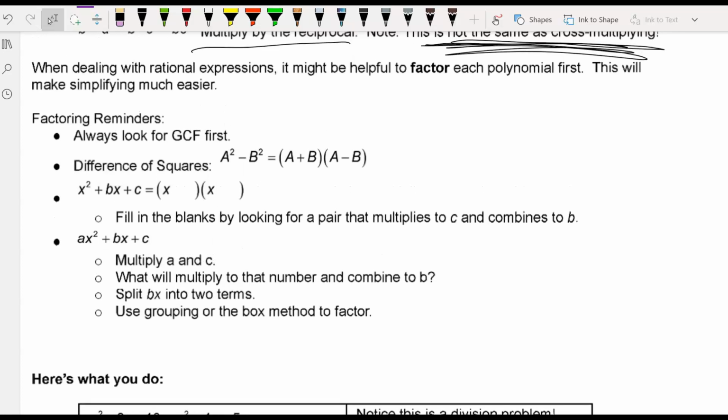All right, and then when dealing with rational expressions, it might be helpful to factor each of them first. So factoring, those same steps as our last video. So GCF first, difference of squares, regular factoring, and then factoring with a value.